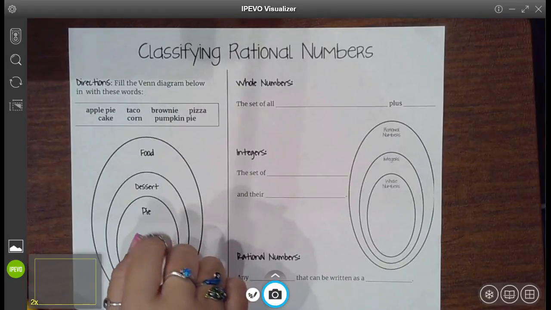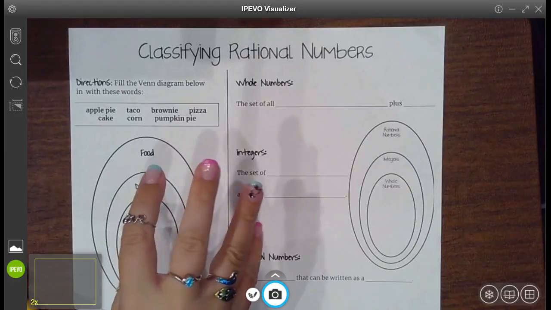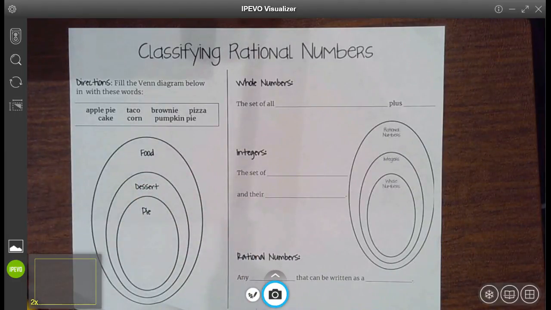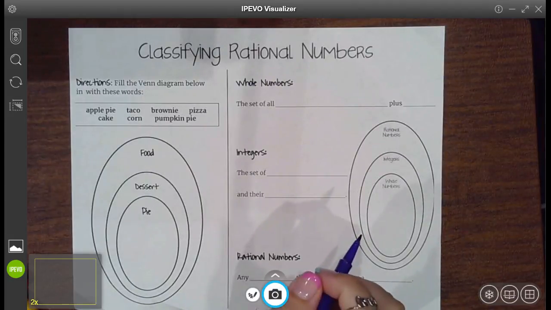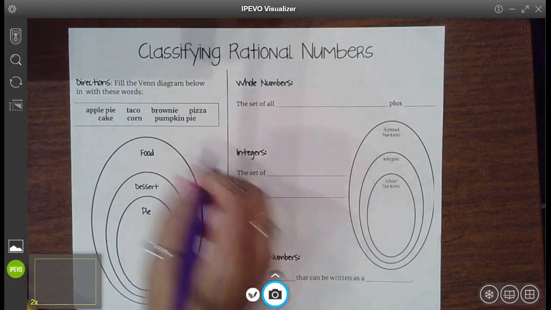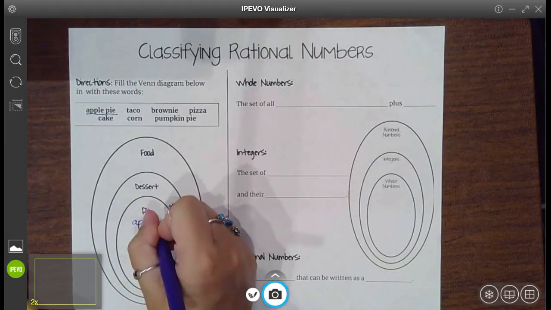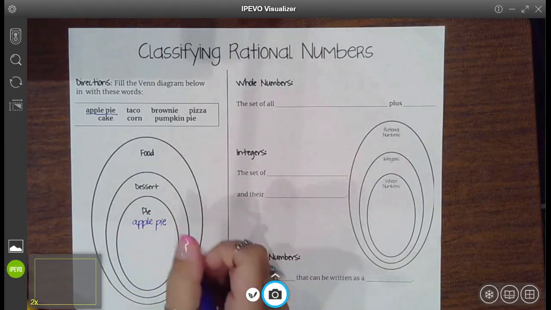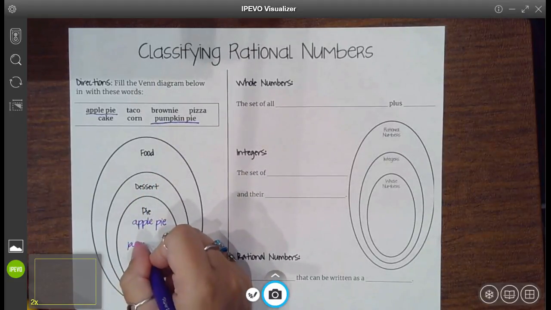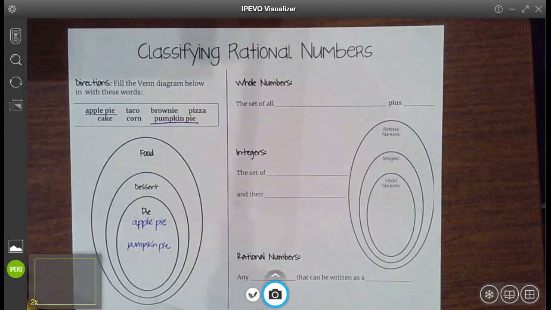So, all of these things are food, right? But let's try and get the most specific that we can get. So let's start with this inner circle right here. What are the only types of pie that you see? What would go in here in the pie circle? Apple pie would go in there. So let's write apple pie. Do you guys see any other types of pie? Yeah, pumpkin pie would go in there. Anything else that can go in that inner circle? Nope, those are the only types of pie.